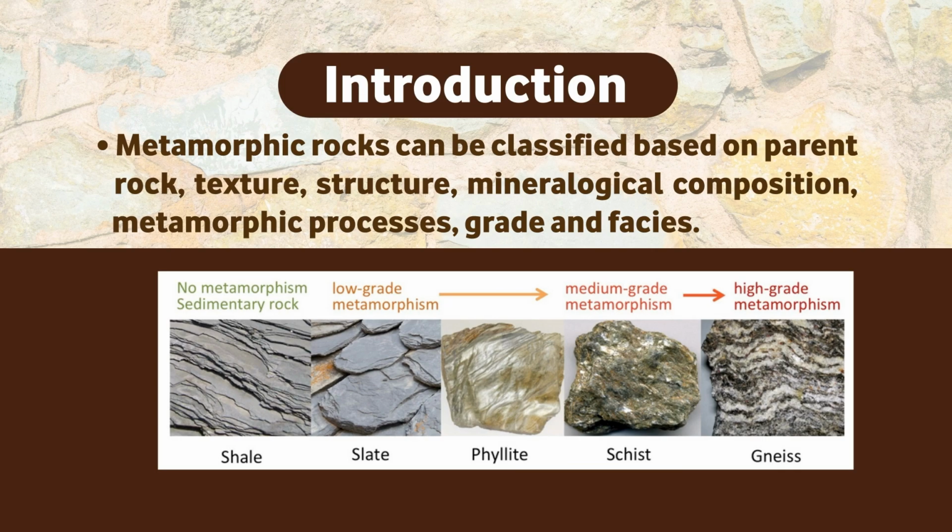Below you can see a diagram where we are showing a shale, which is a rock which has no metamorphism, it is a sedimentary rock. This will be followed by low grade metamorphism which will convert the shale into slate. On further increase of pressure and temperature, we will convert the slate to phyllite. Phyllite will then get transformed to schist, and later on with further increase in pressure and temperature, we will have a high grade metamorphism which will result in the formation of a gneiss.